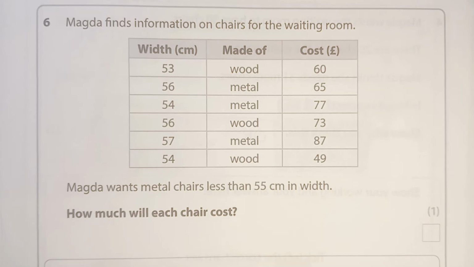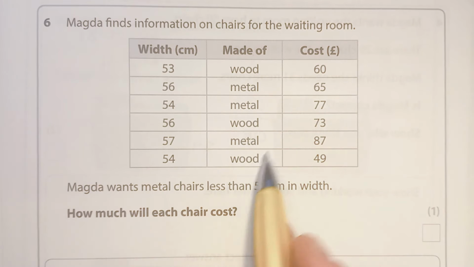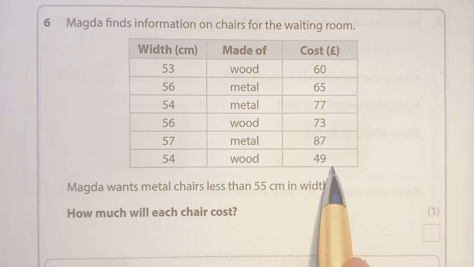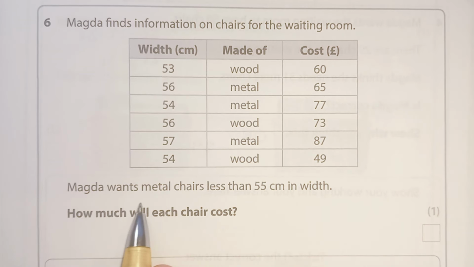Question 6. Magda finds information on chairs for the waiting room. So we've got the different widths in centimetres, what they're made of, so we've got wood or metal, and the cost, and that's in pounds. Magda wants metal chairs less than 55 centimetres in width. How much will each chair cost?